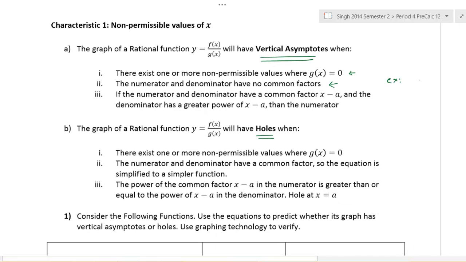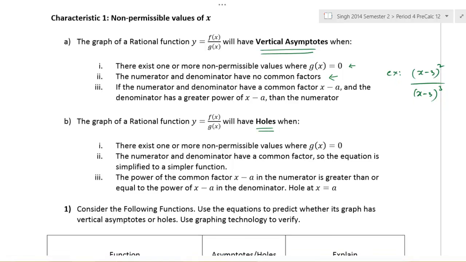If you had a function of the form x minus 3 squared at the top and x minus 3 cubed at the bottom, then the x minus 3 factor at the bottom will have a higher degree than the top. If that's the case, then we're going to have a vertical asymptote. Okay, so the bottom one is going to have a higher degree. We're going to have a vertical asymptote.